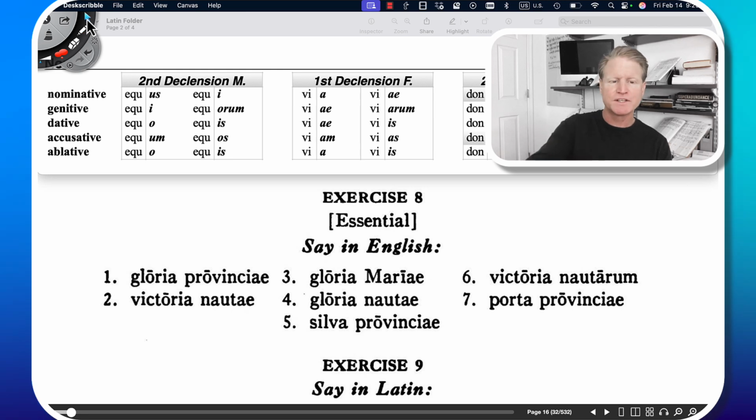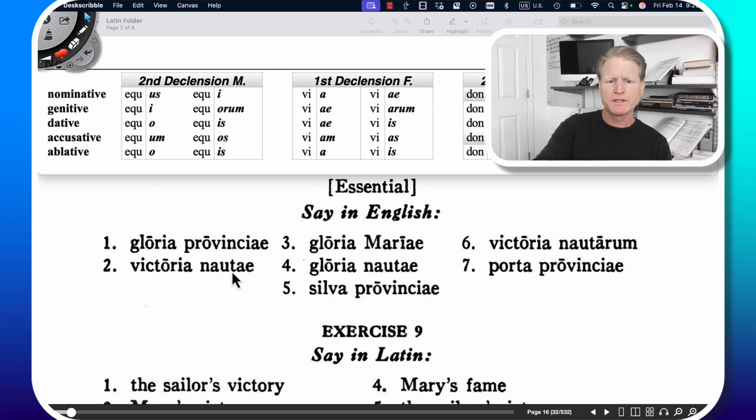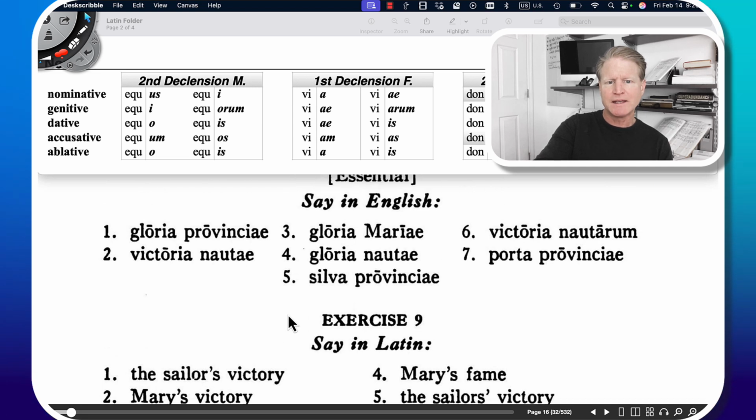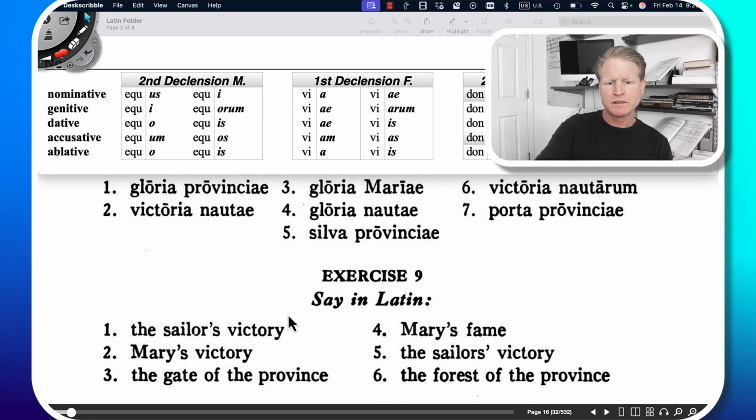Okay, that's exercise 8. It was quick and easy. Let's scroll down to exercise 9. I'm going to keep exercise 8 up because a lot of these are just translations of exercise 8 or variations on exercise 8. Let's jump in. So we're actually going to go to 3 and 6 first, and then we'll come back to 1, 2, 4, and 5.